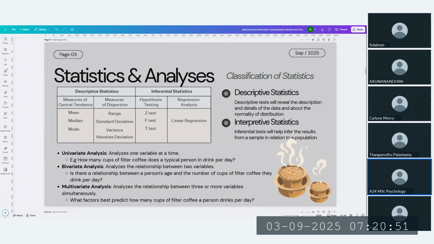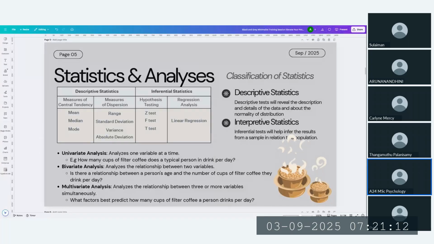Anyway, whatever number of cups of coffee you drink in a day, univariate analysis refers to that. So how many cups, you are analyzing one variable. It can be 1, 2, 1.5, 2.5, whatever the number, but you are analyzing only one variable.